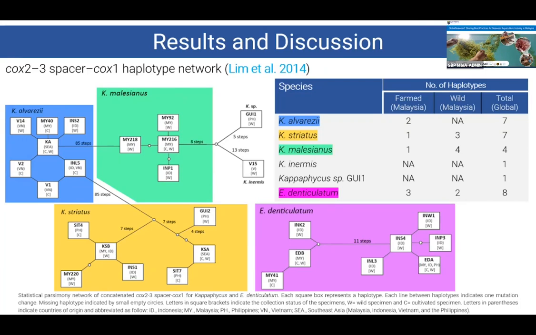These 4 species should also be present as wild populations in Malaysia, although the collection of Kappaphycus alvarezii was not successful, despite Larapan Island, Sabah, being the type locality of the species. The results from Lim et al. also showed relatively large intraspecific genetic difference among haplotypes of Kappaphycus striatus as well as Eucheuma denticulatum.